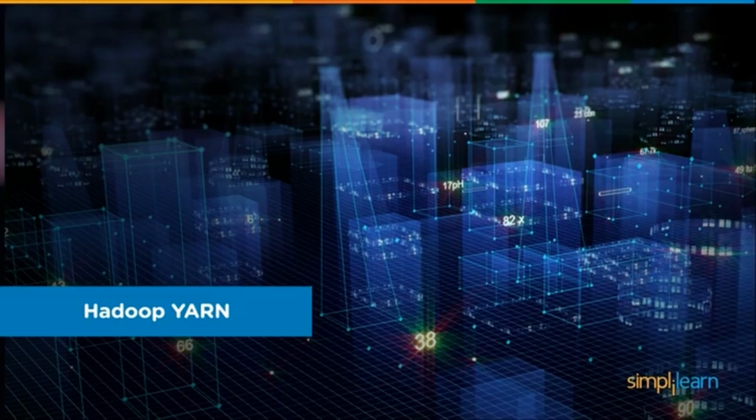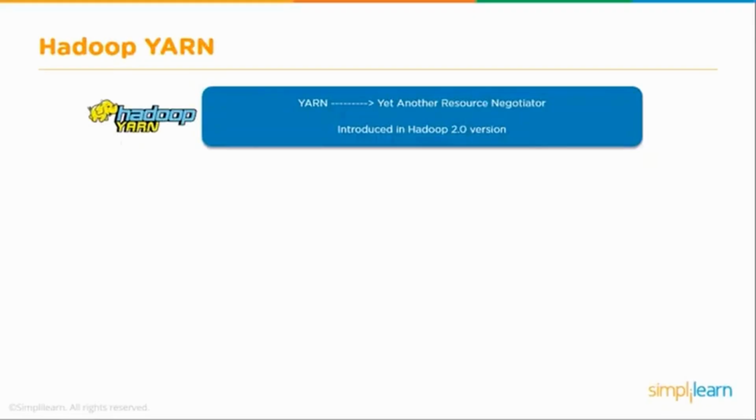If you cannot process a huge amount of data using multiple machines, then what's the benefit of a cluster? It would just become a storage layer. YARN takes care of that. Now let's see what YARN is and how it works.